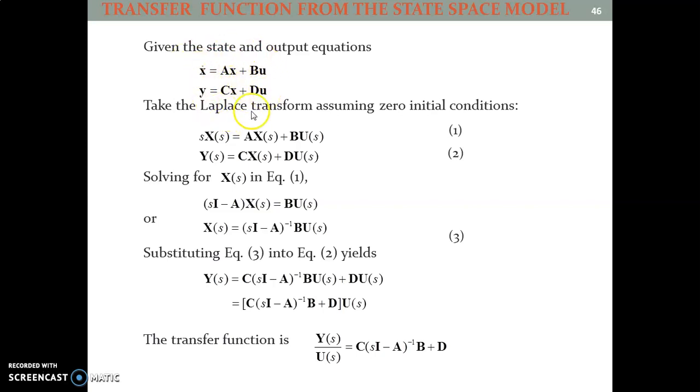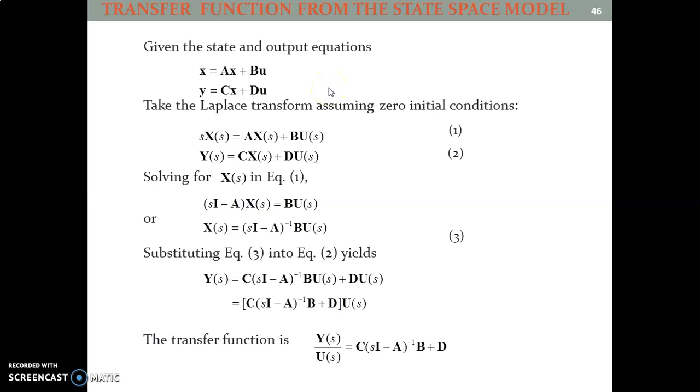This is the standard form of the state model. The state equation is x dot equal to Ax plus Bu for linear time invariant systems, and the output equation is y equal to Cx plus Du, where A, B, C, D are matrices. A is the system matrix, B is the input matrix, C is the output matrix, and D is the transition matrix or direct transmission matrix. U is the input, Y is the output, and X is the state vector.